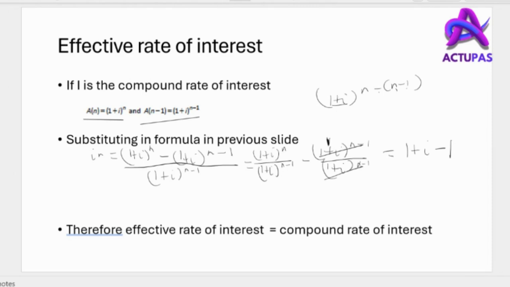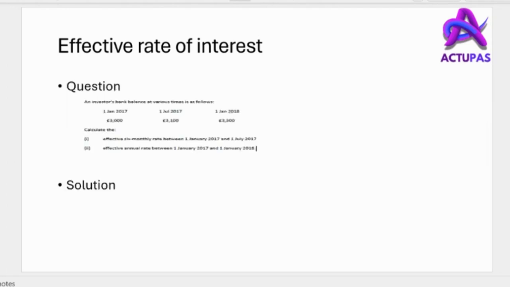Because this becomes 1 plus i, which is the sum amount in this. And then this minus 1, this is 1. If you say 1 minus 1 is 0, so substituting, we find that the effective rate of interest is equal to i, because these two cancel each other out. That is how you prove that i_n is equal to i. And therefore, the effective rate of interest is the compound rate of interest.